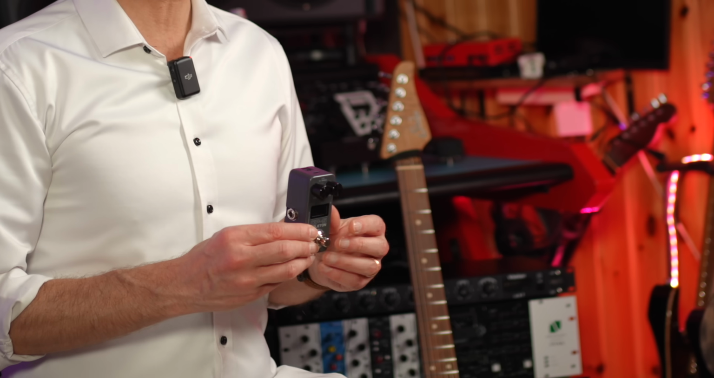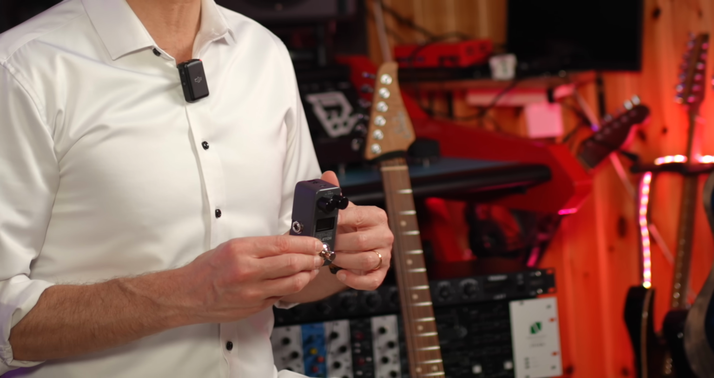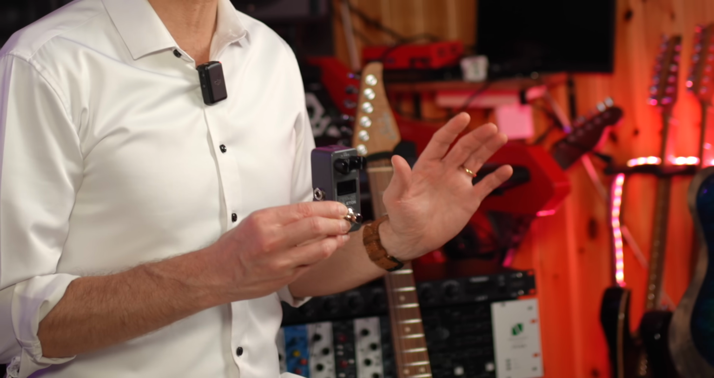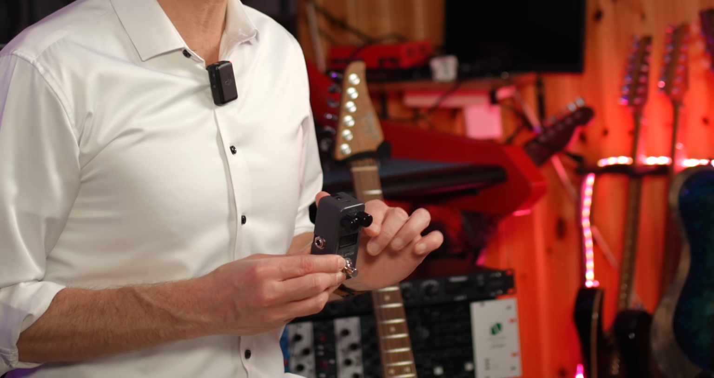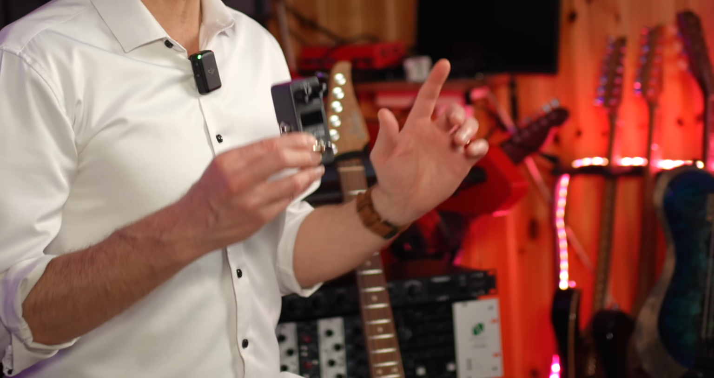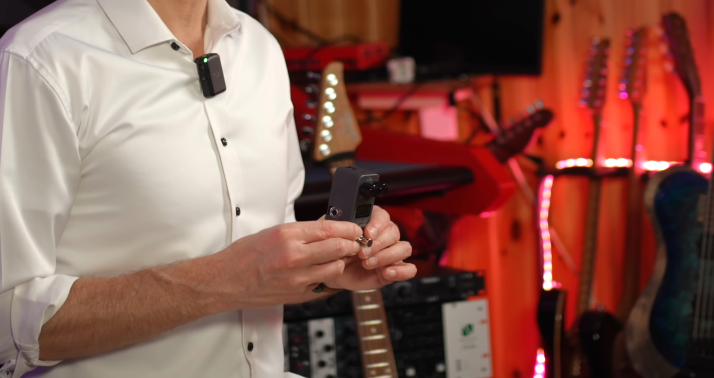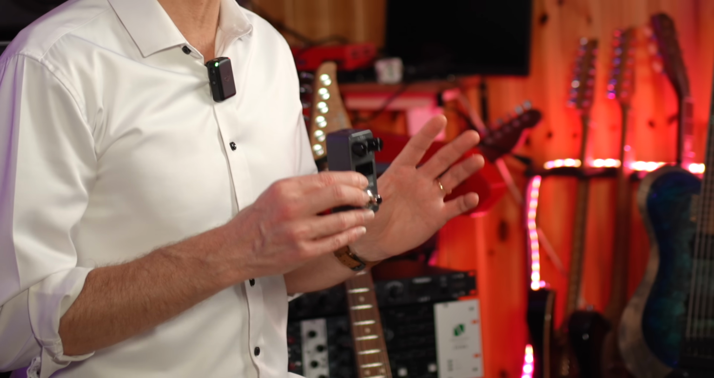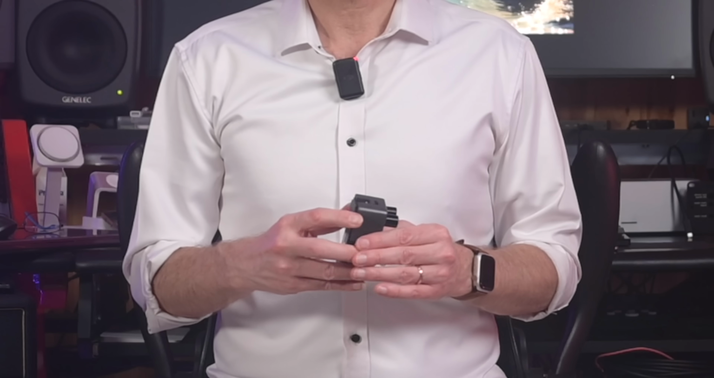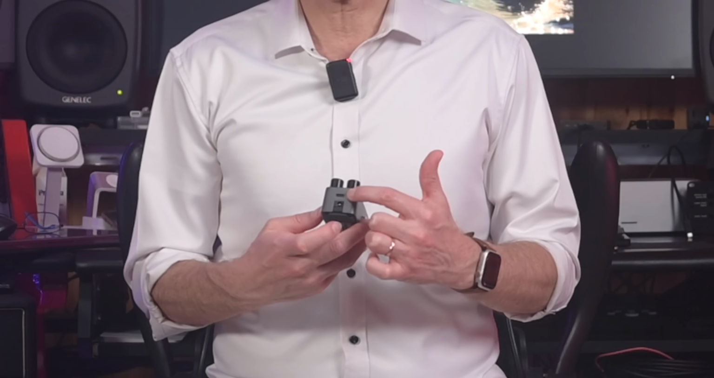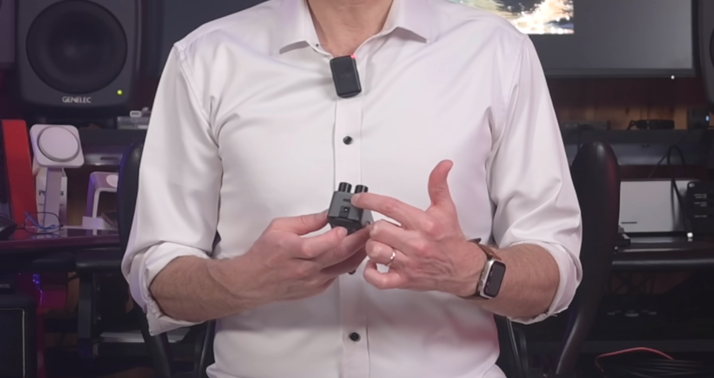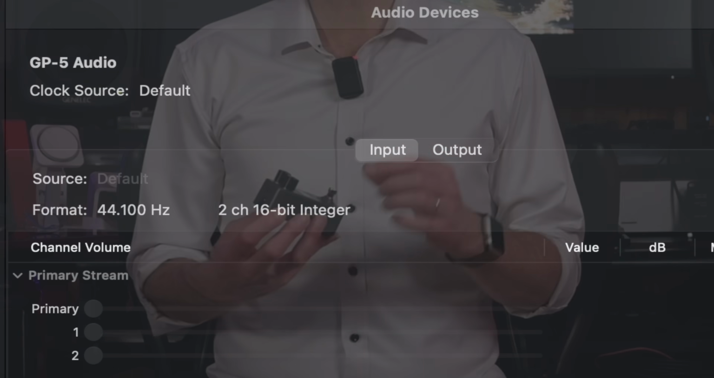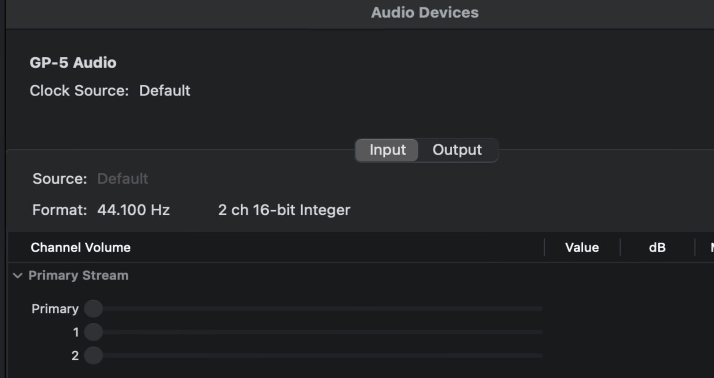In terms of connectivity, the unit offers stereo processing with the TRS unbalanced stereo output jack that is also compatible with headphones. The input is a standard TS jack with a 1 megaohm impedance. The GP5 can serve as an audio interface via USB-C with 2 inputs and 2 outputs. The audio interface is at up to 16 bits and 44 kHz.